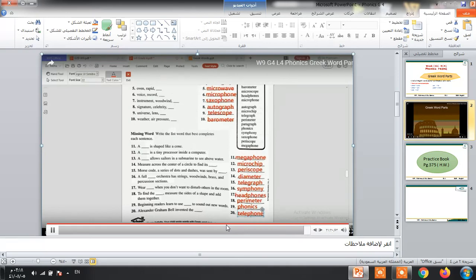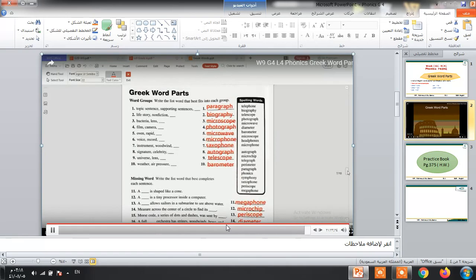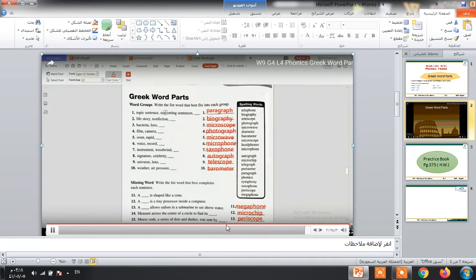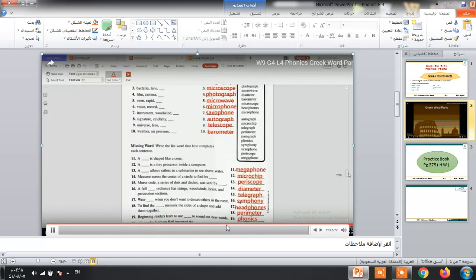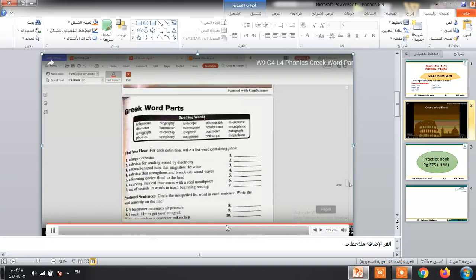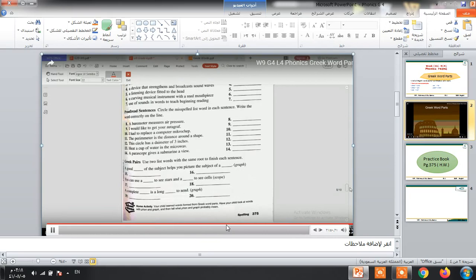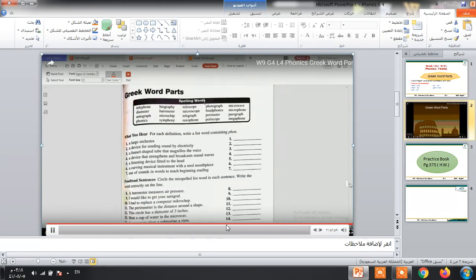So these are the words. I hope you learned something new today. And learning the Greek words and their meanings help us to know the spelling. So now I think you know the difference between the telephone and the megaphone and the microphone and the telescope and microscope, because now you know the meaning of these words. I hope you understood the lesson and you learned something new today. We finished our lesson. Don't forget to do the homework. Page 375 on the Readers and Writers Notebook, using the same words that we learned today.